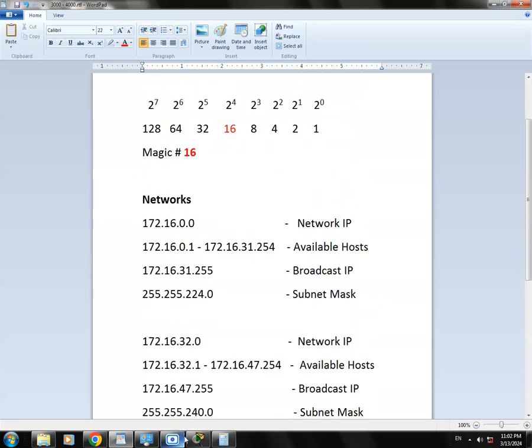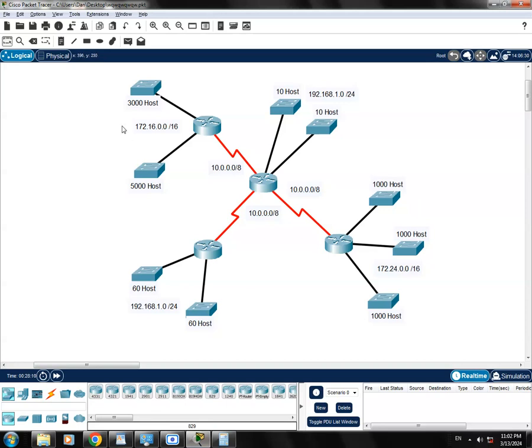Going back to the network design, we're finished with the 10 hosts, the 60 hosts, the 1,000 hosts, and also the 3,000 and 5,000. But we have one more thing to do. We need to subnet this network in here, and this one, and also this one. We're going to do this in the next tutorial.